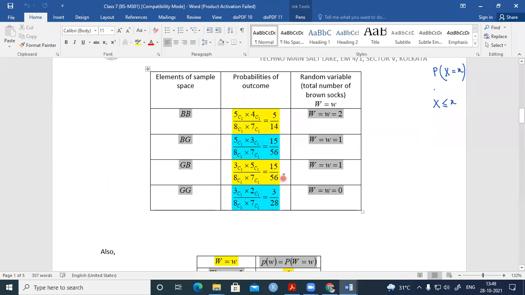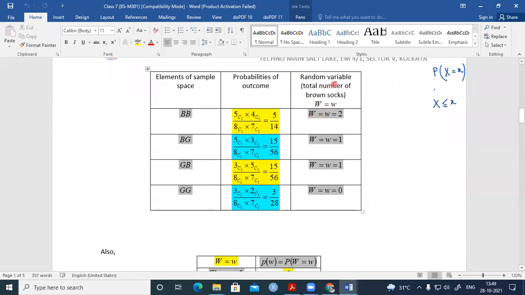Both the drawings are giving you the green socks. And I am not telling you how to calculate these probabilities. It is a matter of combination. You can do it by yourself. Probabilities of each of these outcomes will be as follows: 5 by 14, 15 by 56, 15 by 56, 3 by 28. You can do it by yourself.